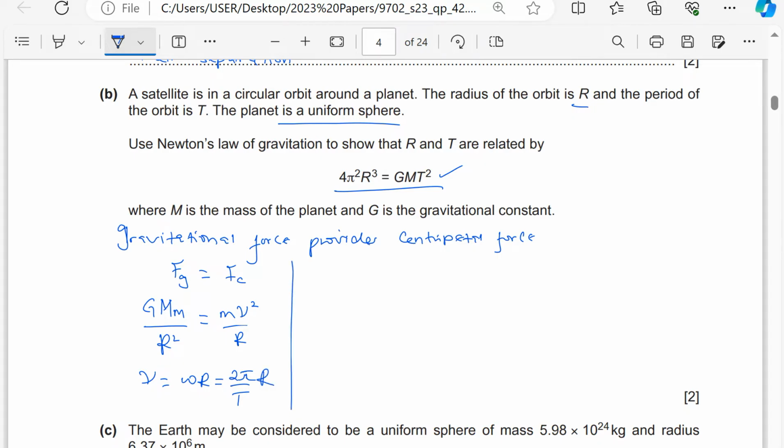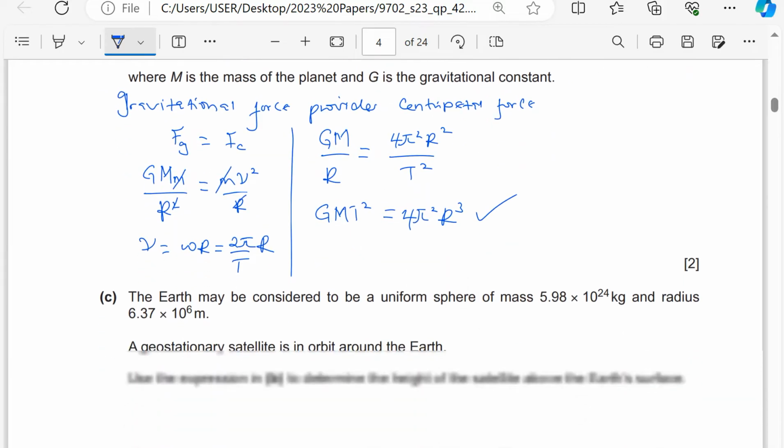So that is v. So I'm now substituting. So G, of course, small m has already cancelled. So G capital M divided by r, 1 r has cancelled with the square, is equal to v squared, which is going to be 4 pi squared r squared divided by t squared. So when you cross multiply, you will have that G capital M t squared is equal to 4 pi squared times r cubed as required.